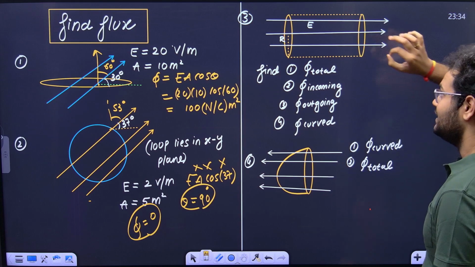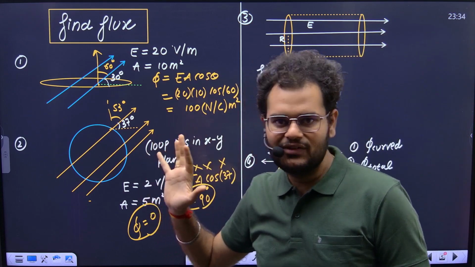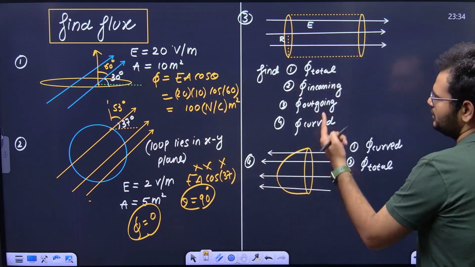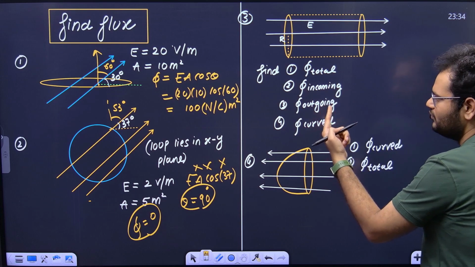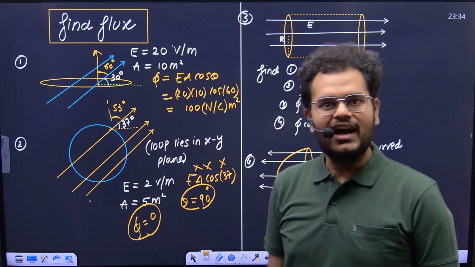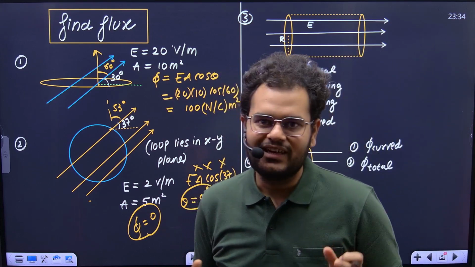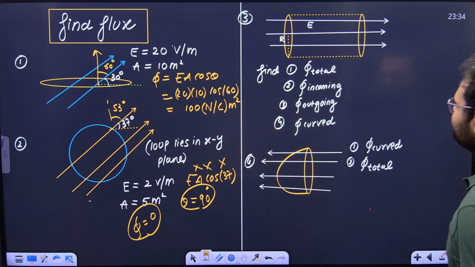So here it is a cylindrical surface, uniform electric field is given, and you need to find 4 things: total flux, incoming flux, outgoing flux, curved surface flux. Are you ready? Try it yourself, then I will tell. Tried? Now I will tell.